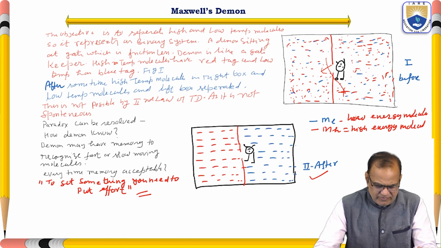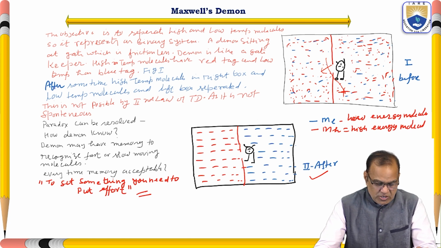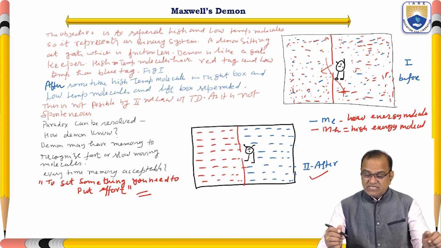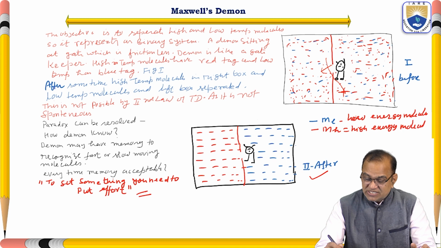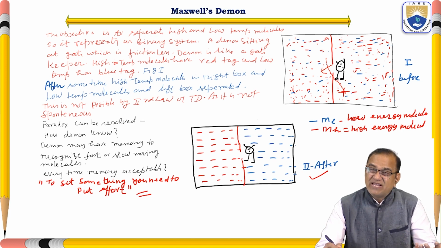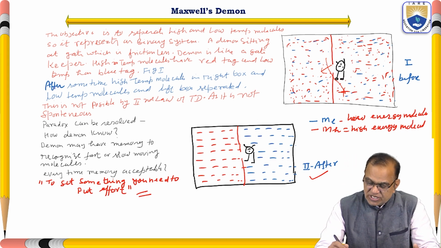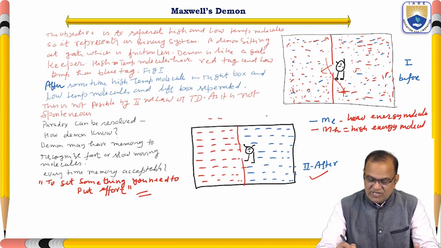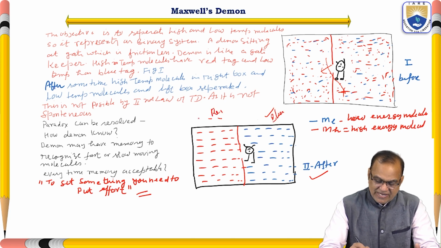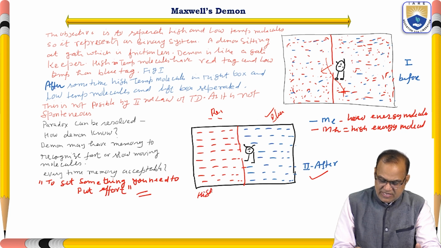So every time memory is required. To get something, you need to put in some effort. So this is not without doing some work. This demon has to do some work. If it is a robot also, it is operated by something electrical, it has some sensors. By that sensor, it will work, and slowly it will make sure that the red is here and the blue is in this direction. This is the high temperature zone, with high temperature molecules.